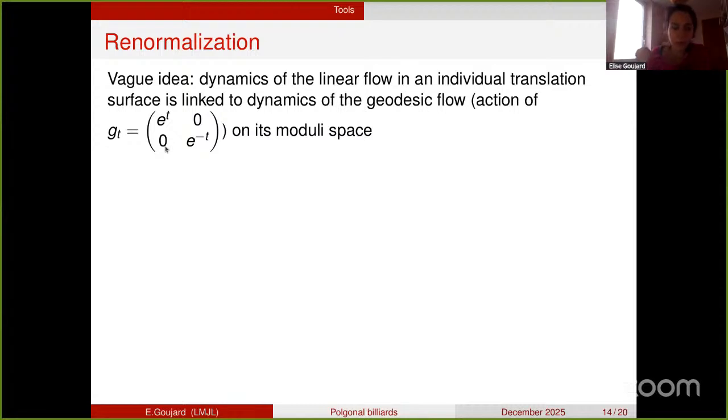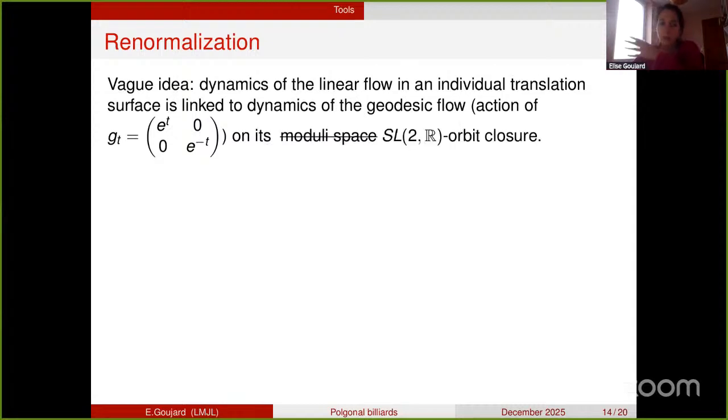But why do we have such a relation between these two flows? The linear flow in some fixed individual surface and the geodesic flow on the family. So I will try to show you why we get this relation. But first, actually, it's not really on the whole moduli space maybe that I want to look at. Since I look at a subgroup of SL2R, it's natural to just consider the SL2R orbit closure. Okay, and I will tell you a bit the difference in a moment. Okay.